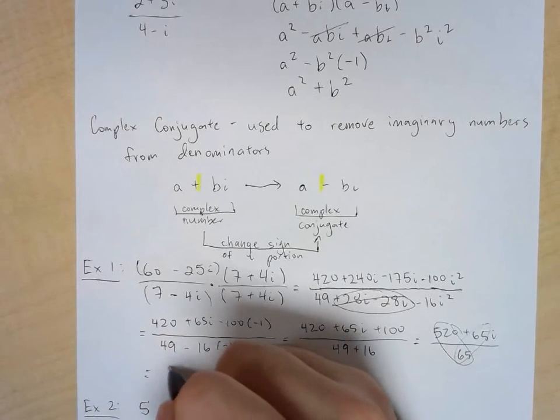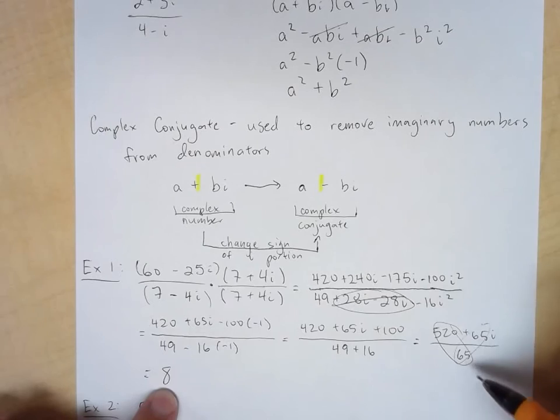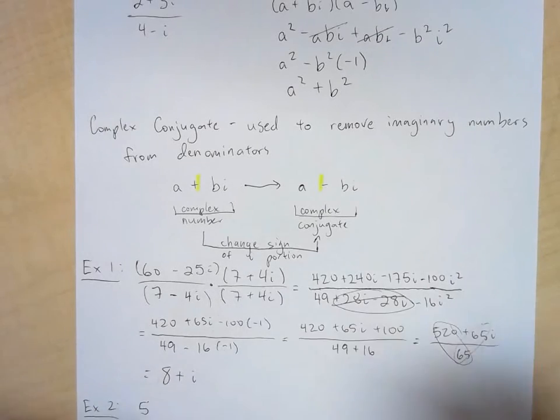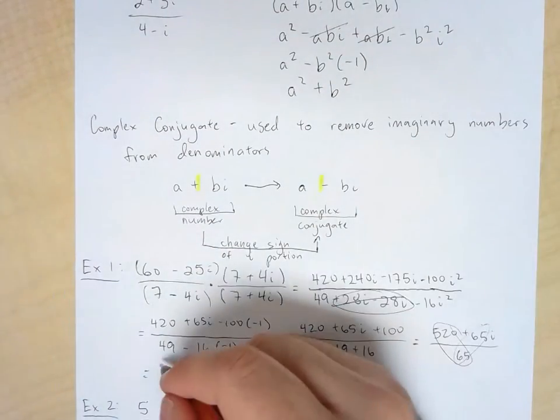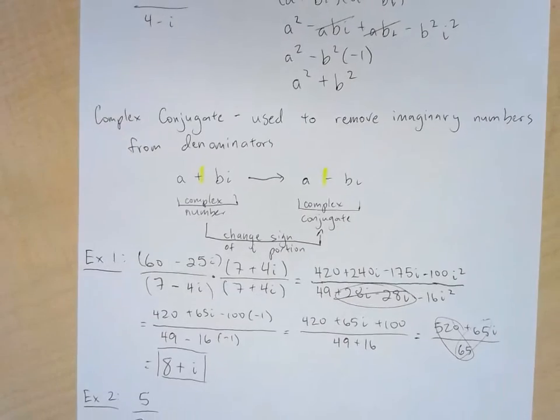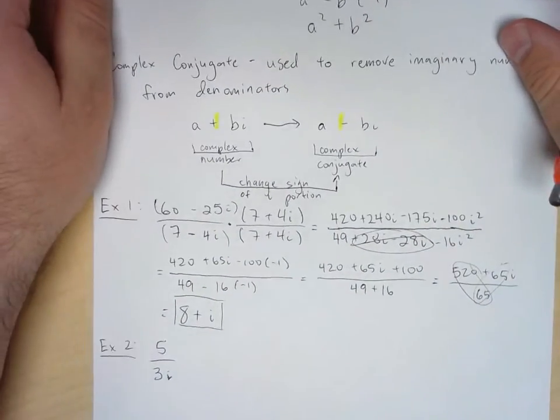It's going to give us 8. And then 65i divided by 65 is just i. So the simplified version of 60 minus 25i divided by 4 minus i is just 8 plus i, which worked out rather handily. Alright, so not all of our complex denominators will be addition and subtraction.